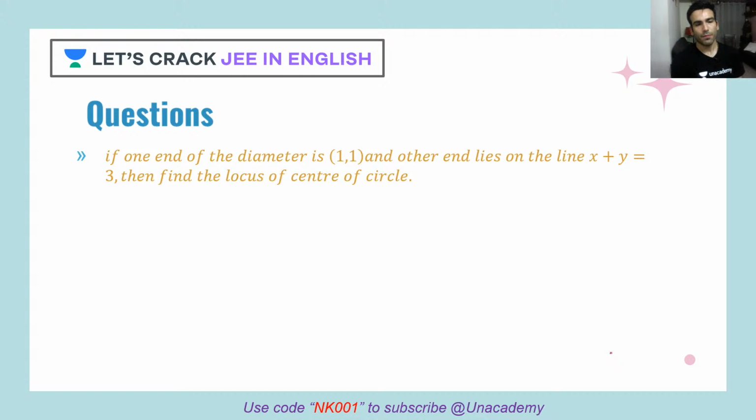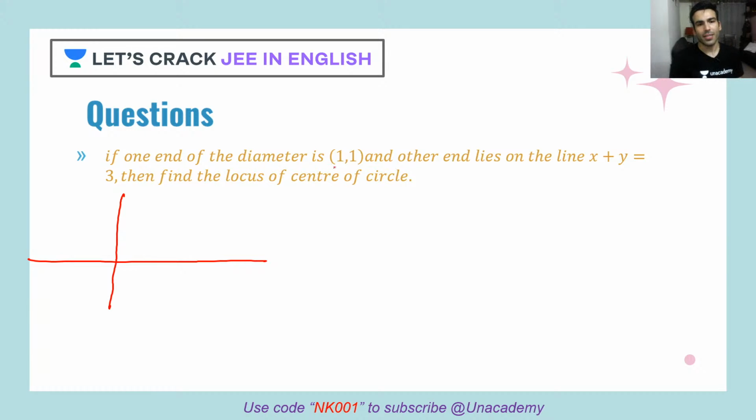If one end of the diameter is 1 comma 1 and the other end lies on the line x plus y is equal to 3, then find the locus of the center of circle. Again, it's a very good question, but as I want you guys to solve this question, I would give you 45 seconds. It's a question of just 1 or 2 steps. If you want, I can draw the diagram for you.